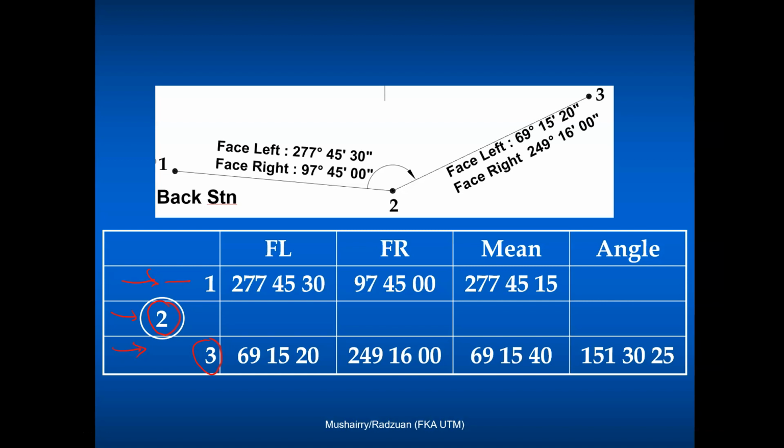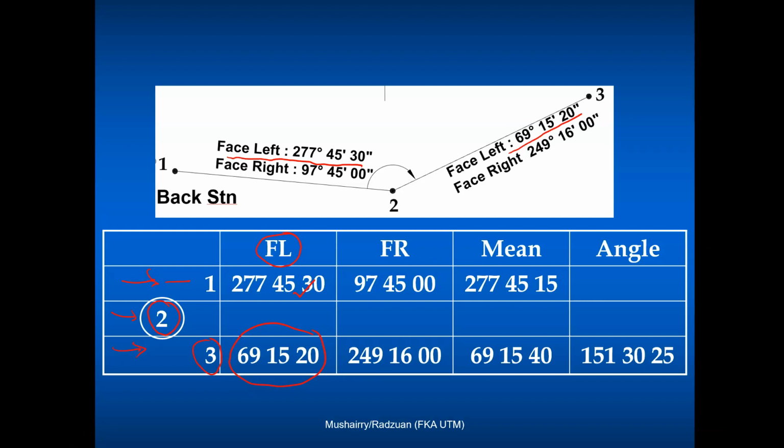Now, we're going to start with face left. Face left to the back station is 277 45 30. So that's exactly what we do now. We'll write that number there. And then followed by face left for the forward station. So that goes here. 69 15 20.